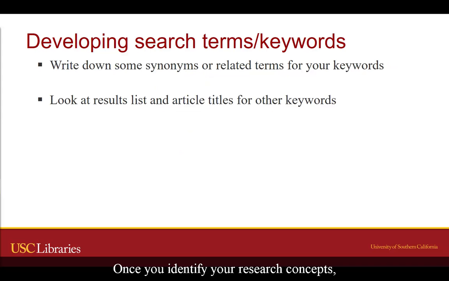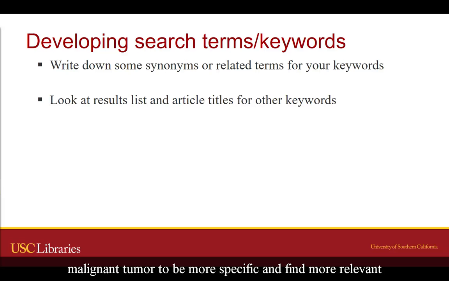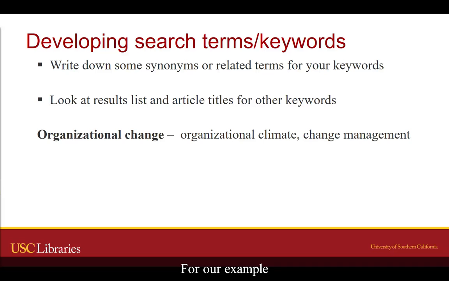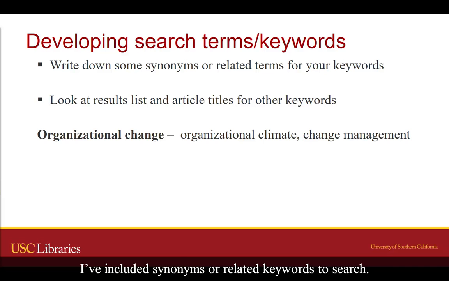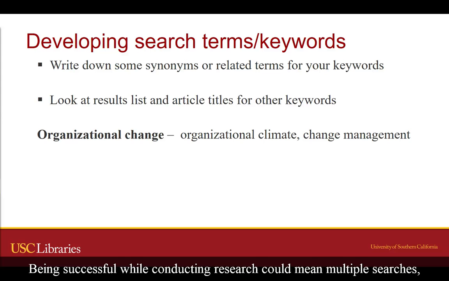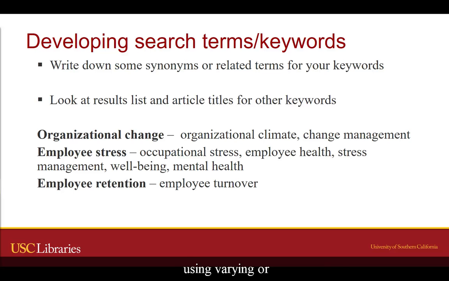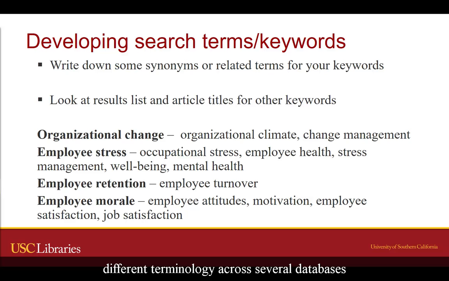Once you identify your research concepts, you'll want to additionally create a list of synonyms or related terms to utilize while searching. Sometimes professional or academic literature may use different terminology about any given topic or idea than is used in popular literature. For example, instead of searching cancer, I might want to search malignant tumor to be more specific and find more relevant medical research on the topic. For our example, I've included synonyms or related keywords to search. Being successful while conducting research could mean multiple searches using varying or different terminology across several databases or sources.